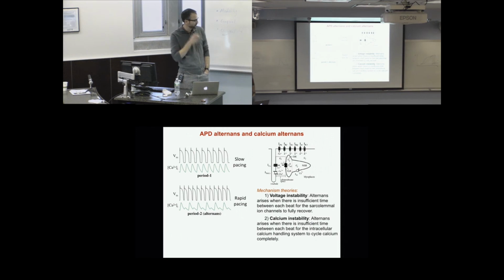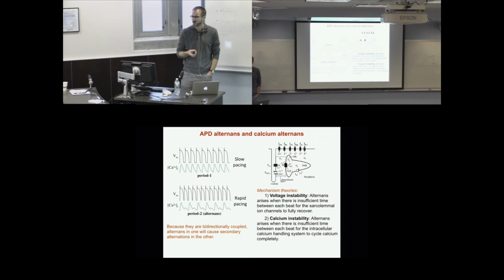The voltage instability theory says that Alternans arises when there's insufficient time between each beat for the sarcolemmal ion channels here and here to fully recover. And the calcium instability hypothesis says that Alternans arises again when there's insufficient time between each beat for the intracellular calcium handling system here to completely recover. However, because they are bidirectionally coupled, Alternans in one of these systems will cause secondary Alternans in the other.